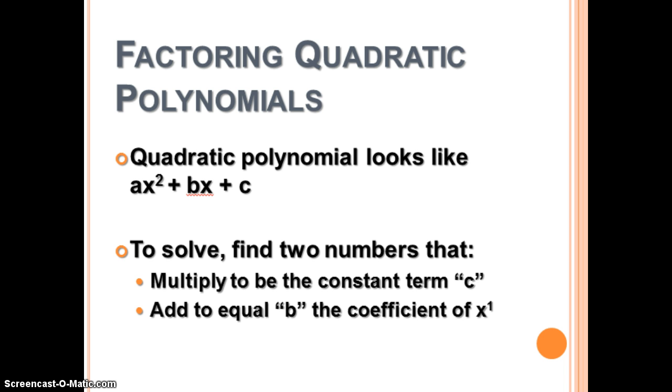You can use factoring to solve quadratic equations. A quadratic polynomial is in the form ax squared plus bx plus c. To solve that, you're going to look for two numbers that multiply to be the c value, and add to be the b, the coefficient of the x to the first term.